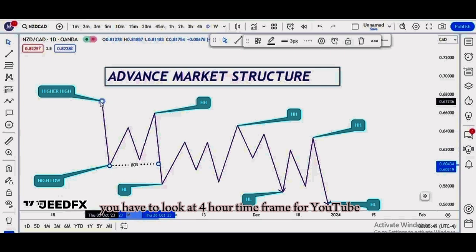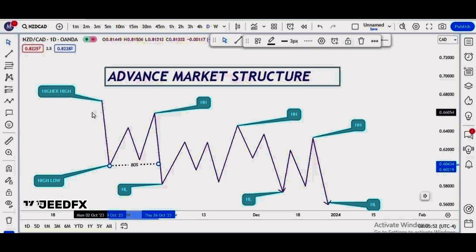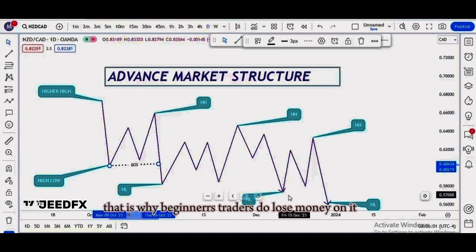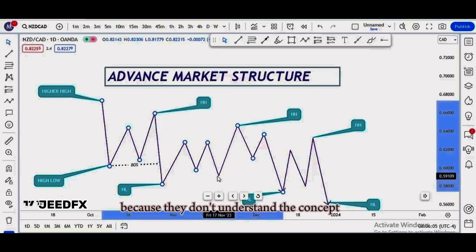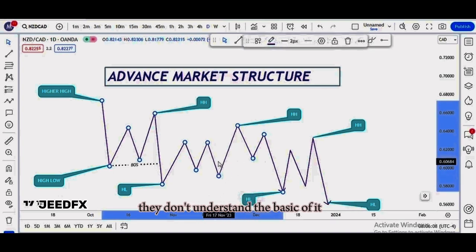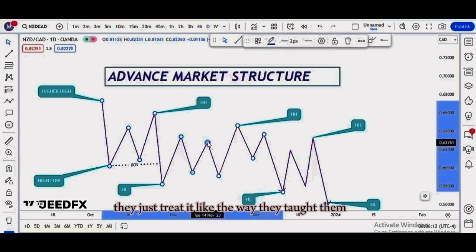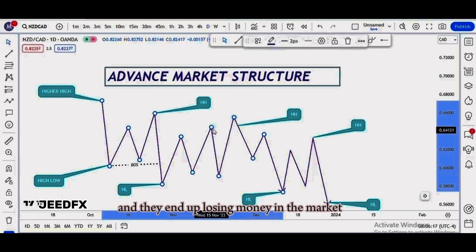So you have to look at the bigger time frame. You have to look at the 4-hour time frame to know what you're doing, to be more profitable, and not to lose a lot of money. That is why beginner traders lose money: they don't understand the concept, the basics of it, or their motto. They just trade the way they were taught, and they end up losing money in the market.